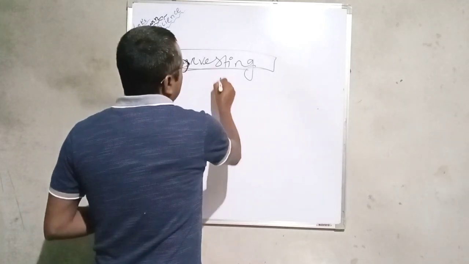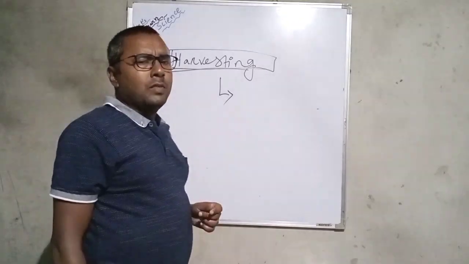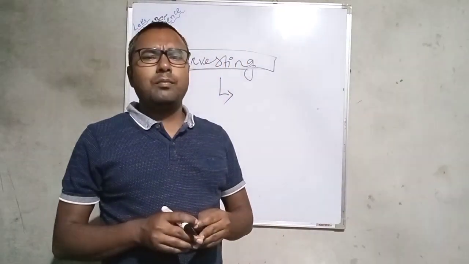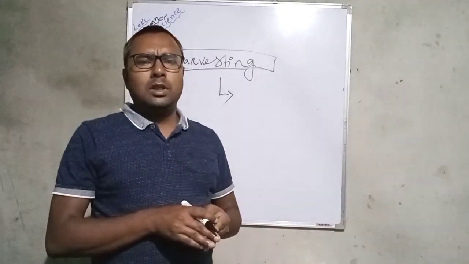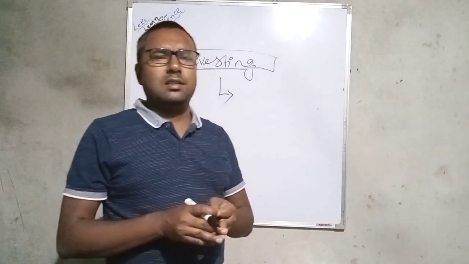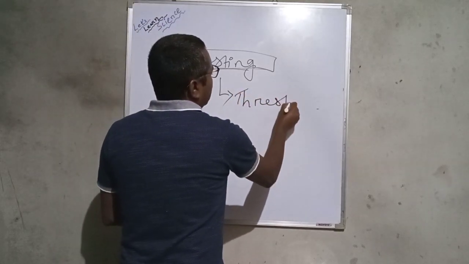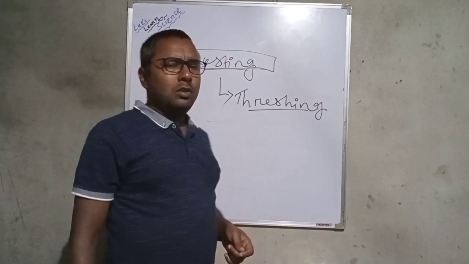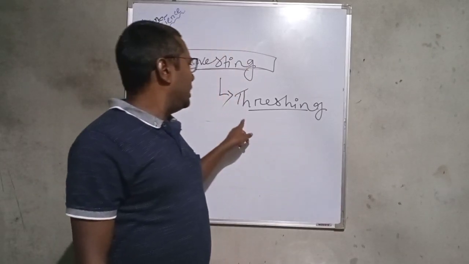After harvesting, have you understood harvesting? After harvesting, the farmer has to separate the grains from the crop plant. The separation of the grains from the crop plant is termed threshing. Threshing. After harvesting, when the grains are separated from the crop plants, it is called threshing.